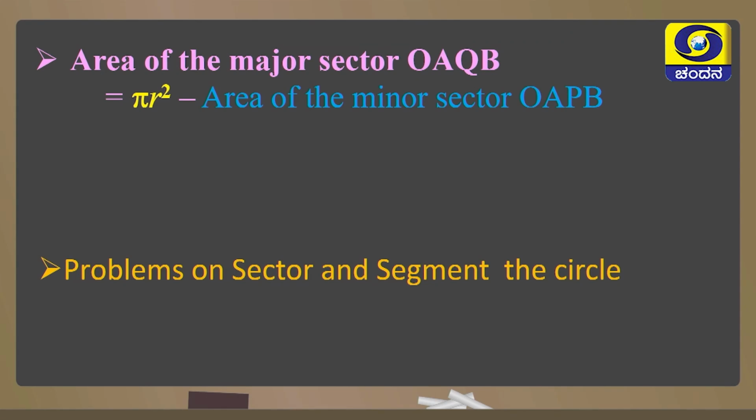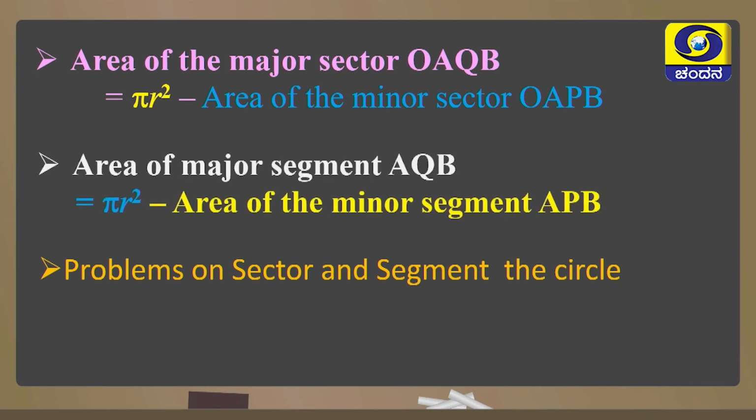Here is the formula. Area of the major sector OAQB is equal to area of the circle pi r square minus area of the minor sector. And how to find the area of the major segment? Same rule, area of the circle, but here we subtract the area of the minor segment. And also we discussed few problems related to sector and segment.